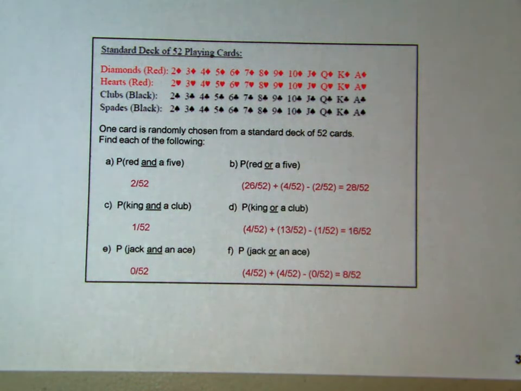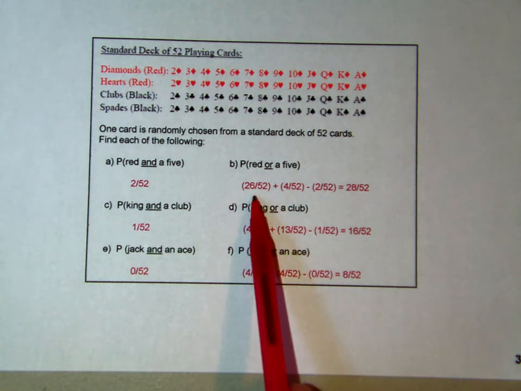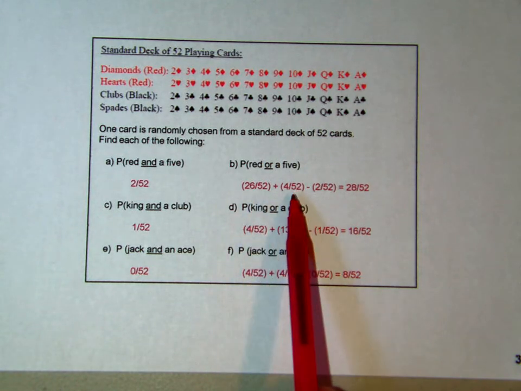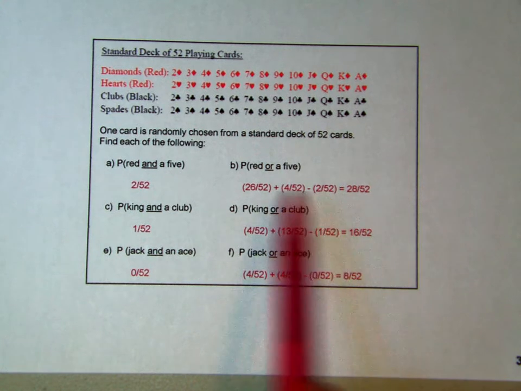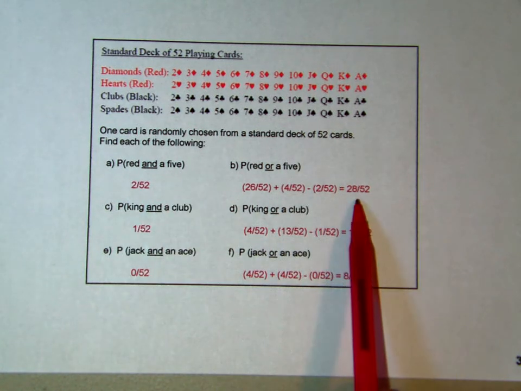Red or 5. Well, there are 26 red cards, half the deck, plus 4 5s, and then take away what got counted twice. 28 out of 52 chance that you pick a card that's a red or a 5.